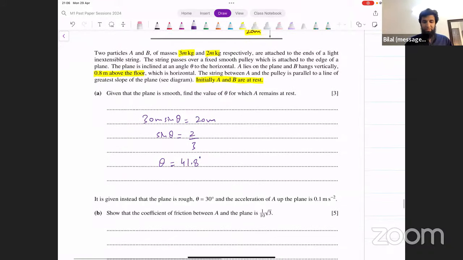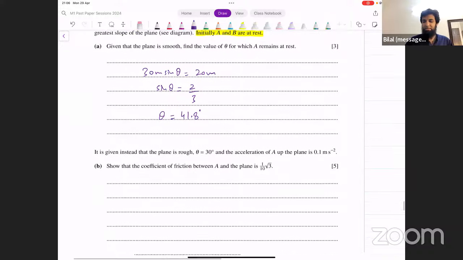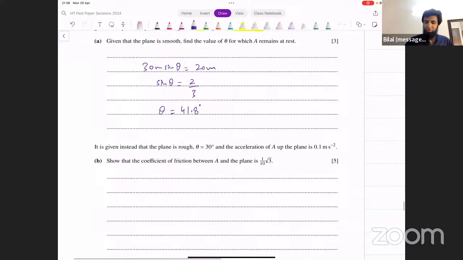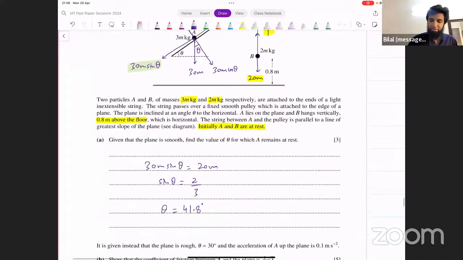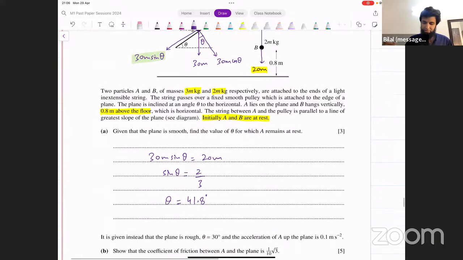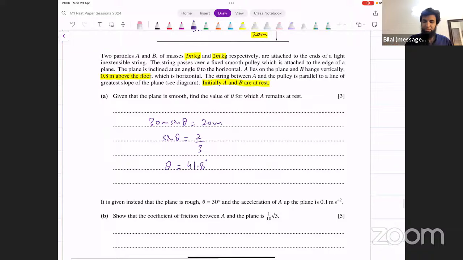Now it says it's given instead that the plane is rough, theta equals 30 degrees and the acceleration of A up the plane is 0.1 meters per second squared. Show that the coefficient of friction between A and the plane is root 3 over 10. We need to find the coefficient of friction. And now we're given that the plane is rough. Angle is 30 degrees, so theta is 30 degrees. And acceleration is also given. That's 0.1 meters per second squared.